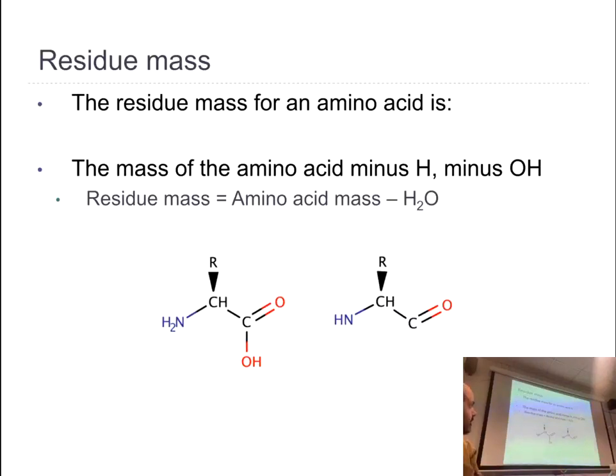But again, we talked about the residue mass, yeah? So the residue mass of an amino acid is the mass of the amino acid minus water, effectively. When amino acids have come together to form peptides, they have lost water, so you have to take that into account. You're not talking about the amino acid mass, you're talking about the residue mass. It's basically the amino acid minus water, yeah?